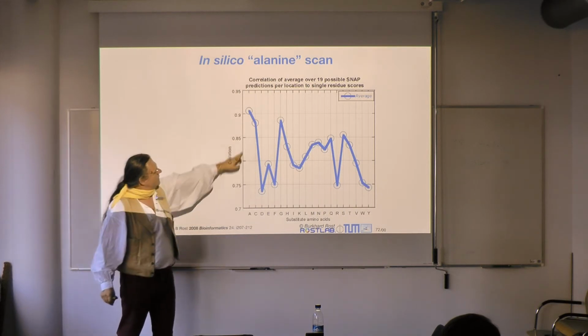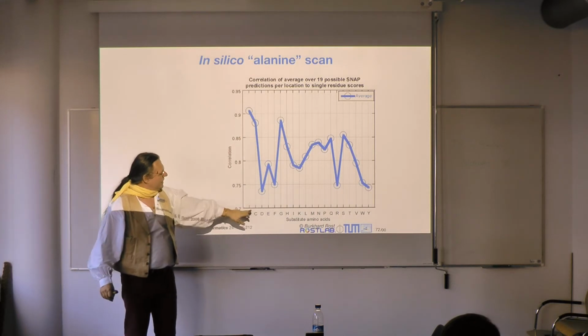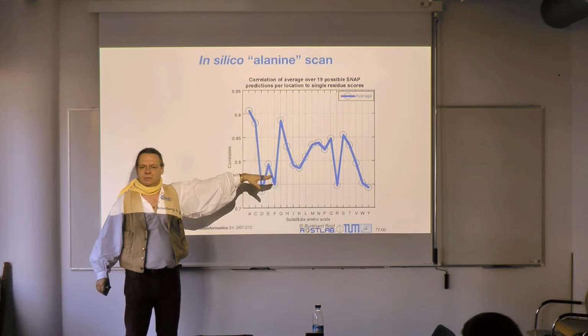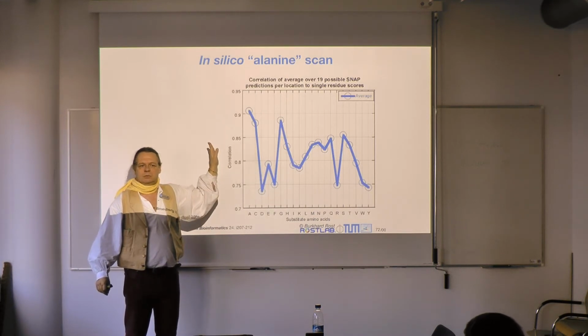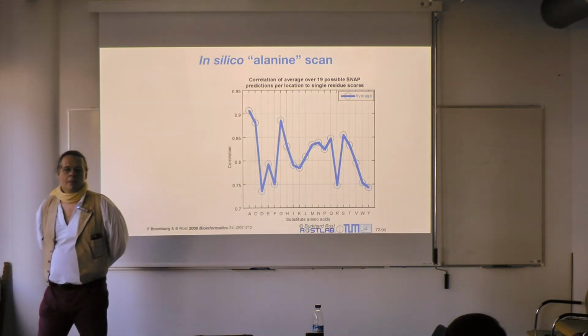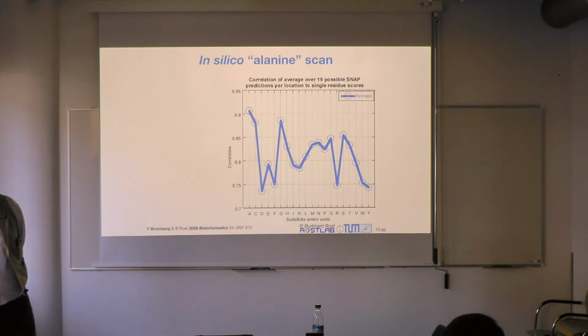Replacing every single residue with a cysteine, 0.88. Replacing every single residue with a D, 0.74, and so forth and so on. Let's look at the first two. Is that surprising? Let's look at the first. Alanine.